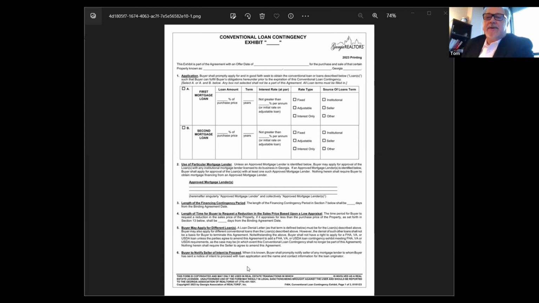All that you're really required to do is send them on the GAR form notice that the buyer has proceeded with their loan process, and here's the name and phone number and email address of the loan originator. That would also cover you, but I say go a step further and get that letter of intent to proceed from the loan officer and send that along with your notice. That to me is best practice.